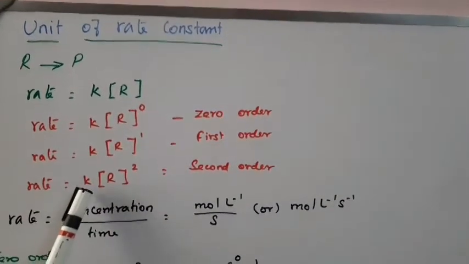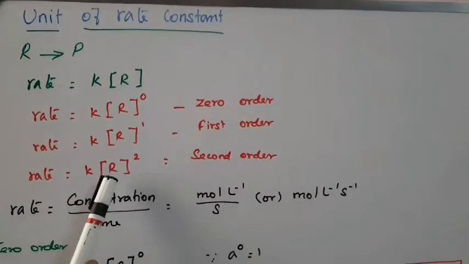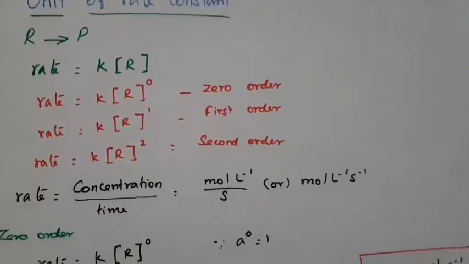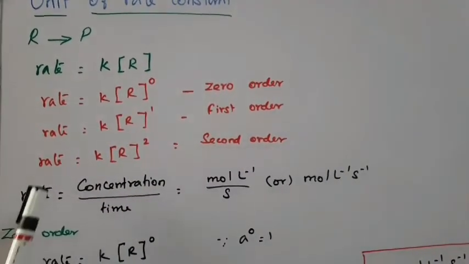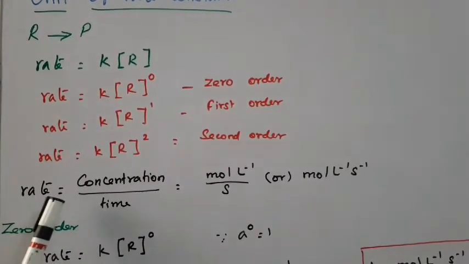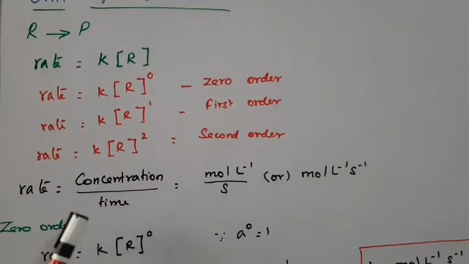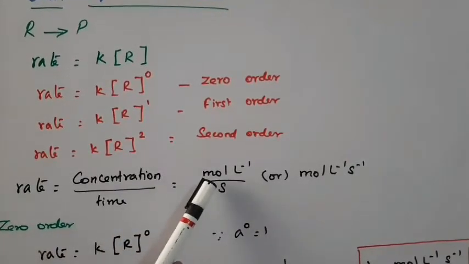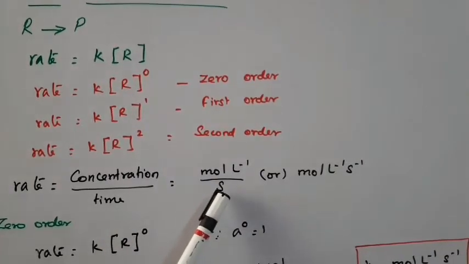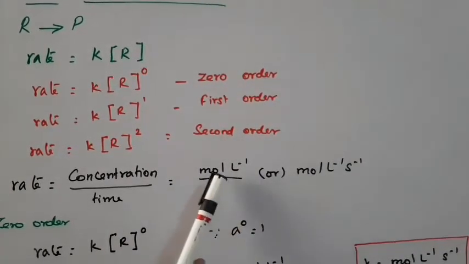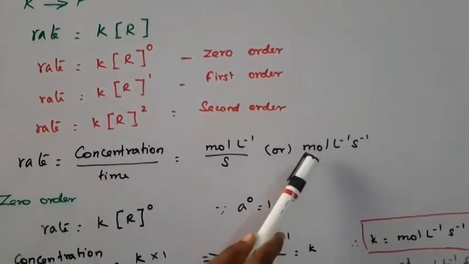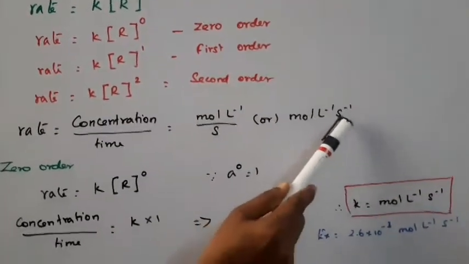And rate equal to rate constant times the reactant concentration raised to the power of 2, it is a second order reaction. Okay, right. So here you see, the rate usually depends upon the concentration with respect to time. How can you write the unit of concentration? Mole per liter. Time we measure in seconds. So the unit for the rate is mole per liter per second.